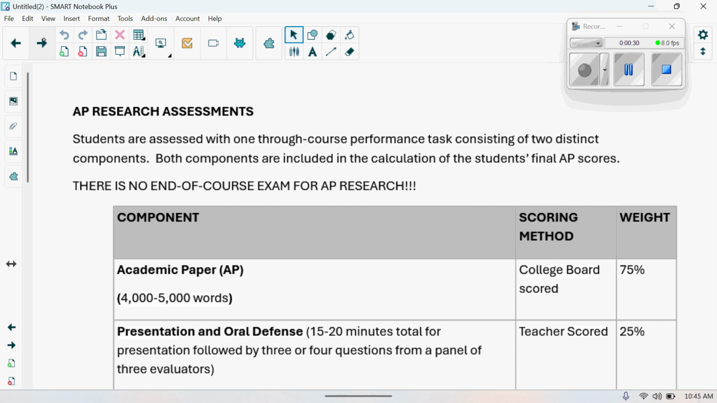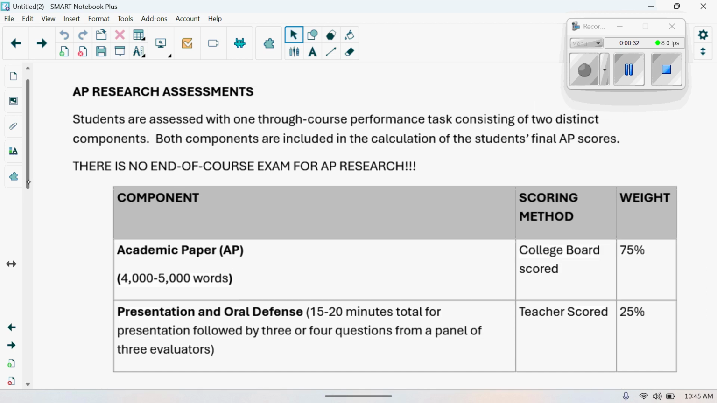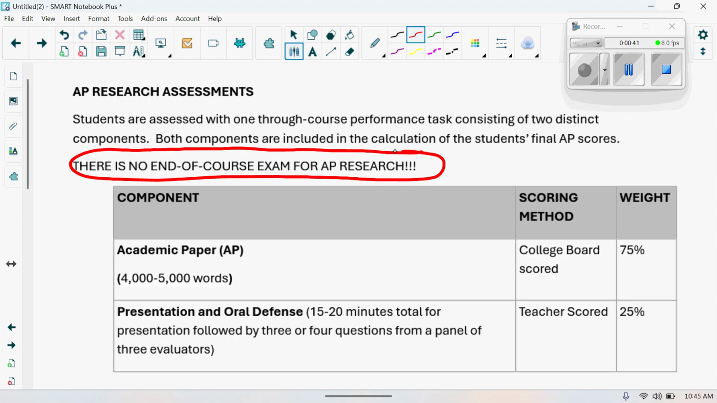One of them, as you can see, is that you have two main requirements of this class. You actually do not have an end of year AP exam. In fact, that is one major difference between AP Seminar and AP Research. You have two main components. They are a big academic paper and a presentation. The presentation and the academic paper are only done by you. It is an individual project. It is not a group project. It is an individual presentation. So that is another difference here. We don't have an AP exam. We have a paper and a presentation that are all on you.